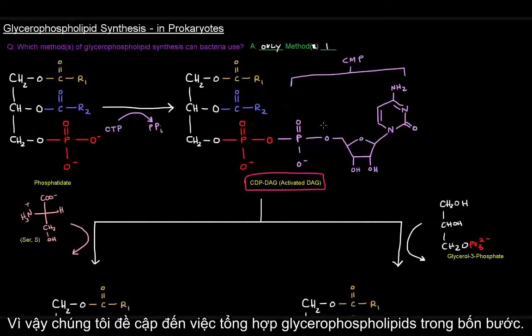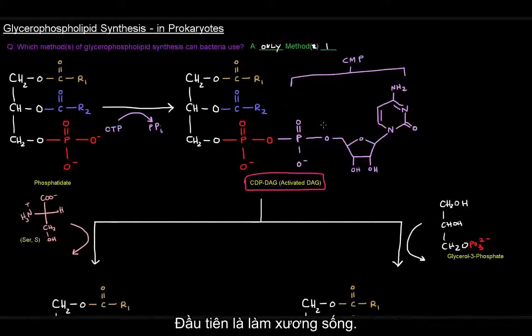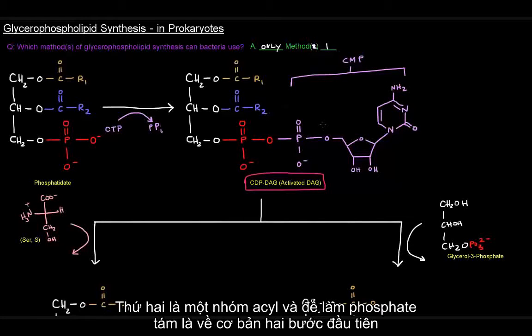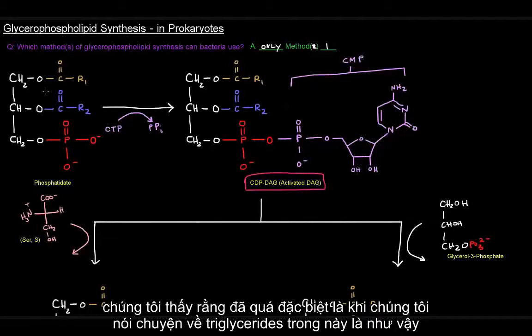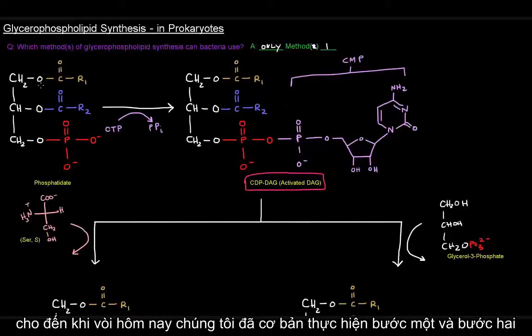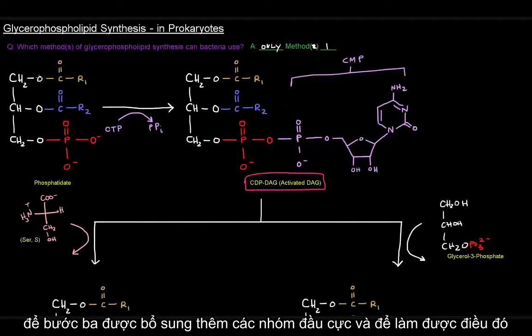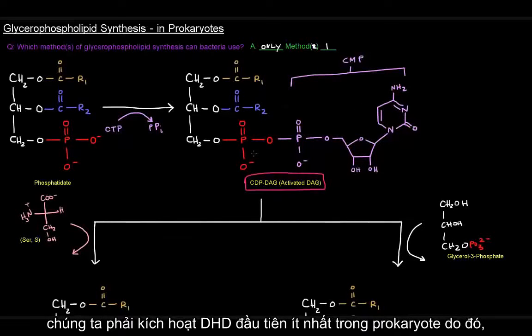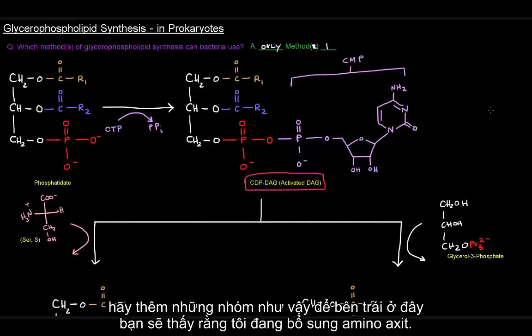Okay, so we mentioned that glycerophospholipids are made in 4 steps. The first one is making the backbone, the second one is adding the acyl groups. And to make phosphatidate, that's basically the first 2 steps, and we saw that already, especially when we talked about triglyceride synthesis. So, up until phosphatidate, we've basically done steps 1 and 2. So step 3 is adding the polar head groups, and in order to do that, we have to activate the DAG first, at least in prokaryotes. So let's add these groups.